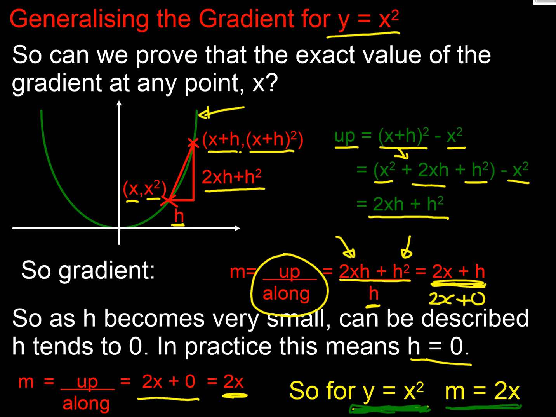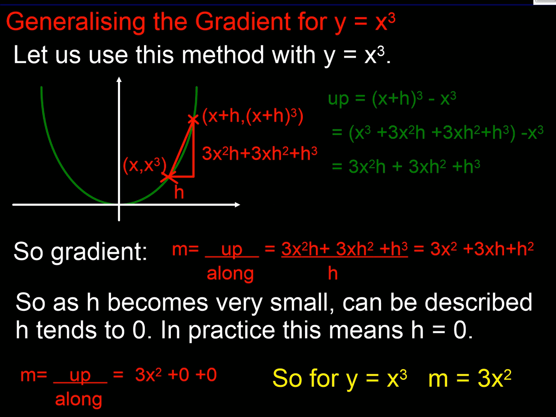Hello. In the last video, we showed that you could find generally the gradient for the curve y equals x squared. Here's the curve. We found generally, using our little red triangle here, that m equaled 2x. So whatever the value of x was at the point at the bottom left here, the gradient was equal to 2x. Let's see if we can extend that now and look for a general pattern.